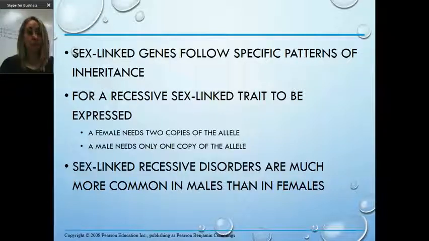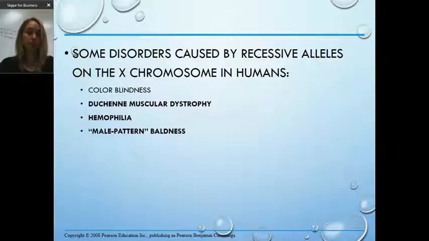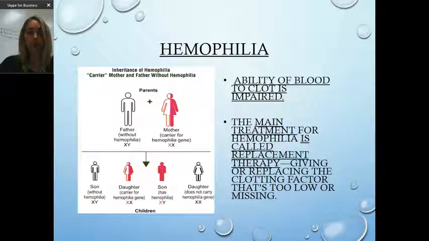And most of them are recessive disorders, and they are much more common in males than females if they are. Some disorders that are caused by recessive alleles on the X chromosome in humans include color blindness, muscular dystrophy, hemophilia, and male pattern baldness. Hemophilia is a blood disease that impairs the ability of the blood to clot.